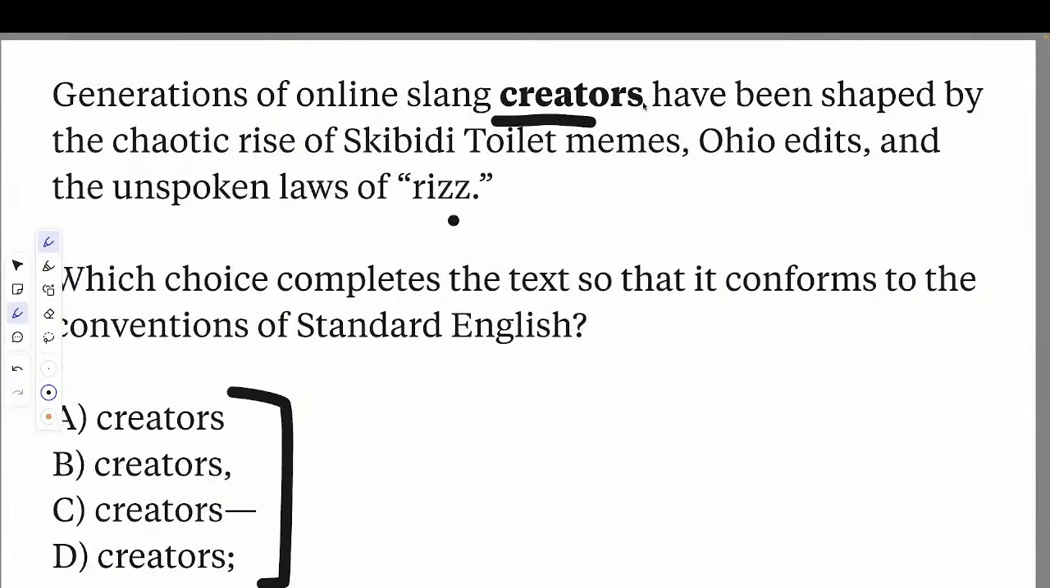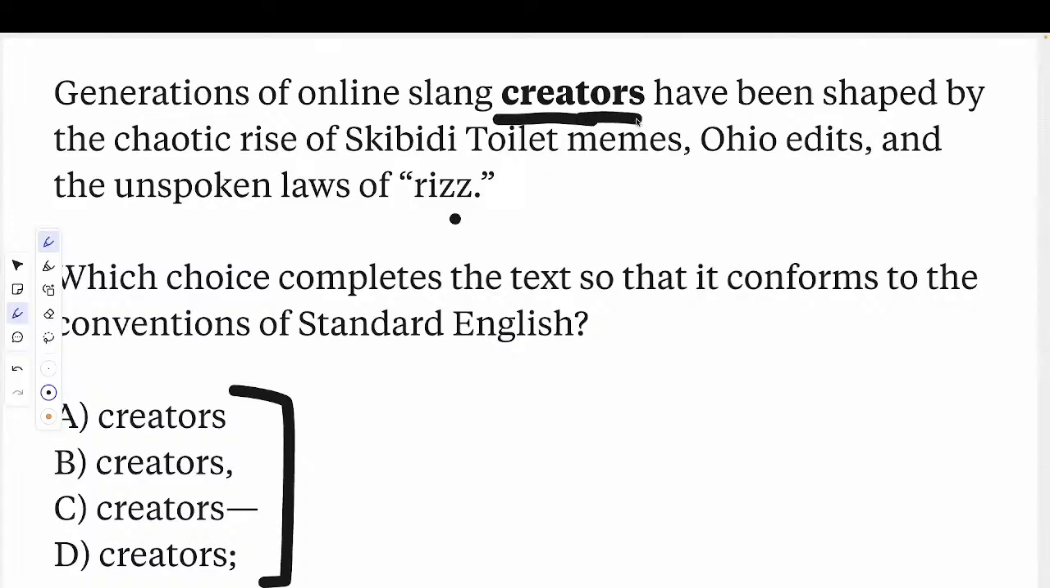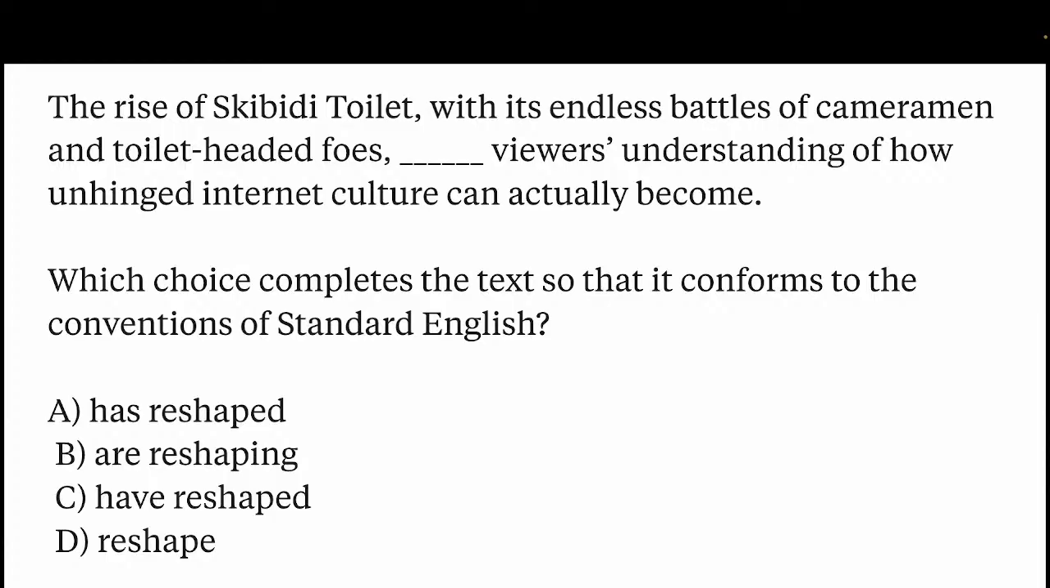For this sentence, the word creators makes a lot of sense just without any other punctuation. And as you would guess, yes, that is the correct answer. Now see if you can figure out this one using the same strategy.